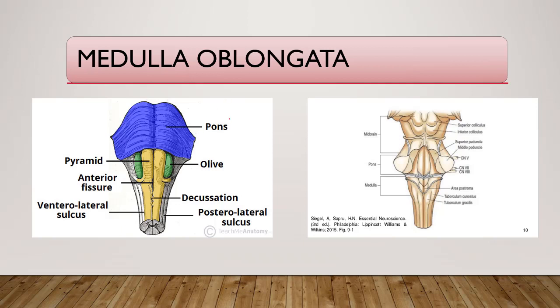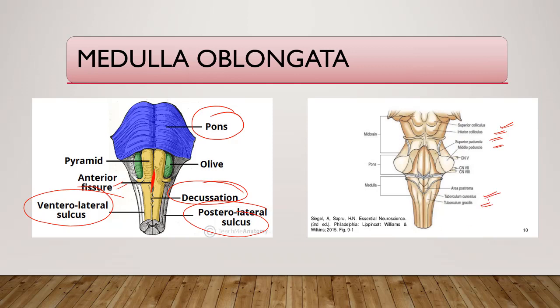This is the medulla oblongata. You can see the pons, decussation of pyramids, posterior lateral sulcus, ventrolateral sulcus, anterior fissure, and these are the pyramids. Superior colliculi, inferior peduncle of cerebellum, cerebellar peduncles, and two nuclei, cuneatus and gracilis.